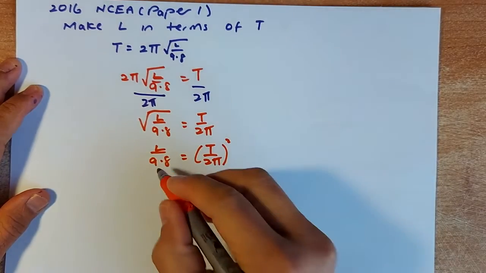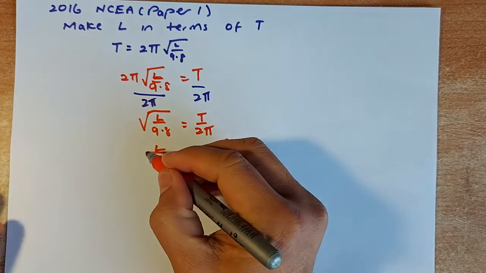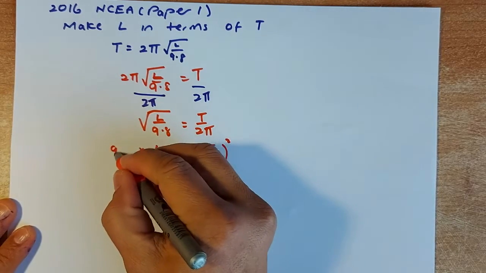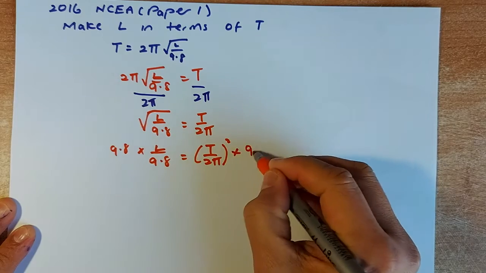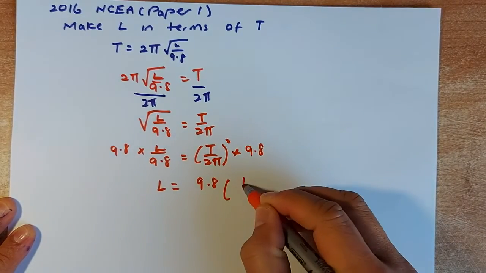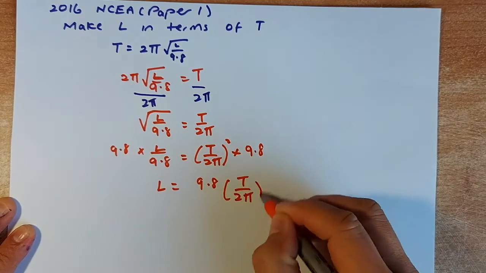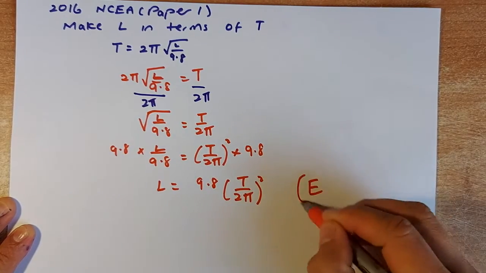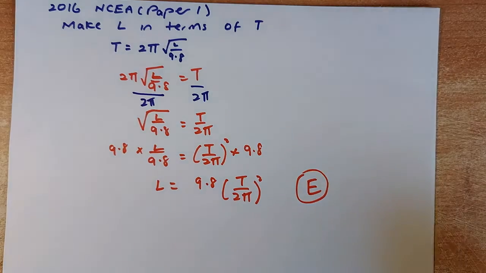Then the last step, you need to get rid of 9.8. What you do, you're going to multiply by 9.8 on both sides. And that'll do. L equals 9.8 times (T over 2 pi) squared. And that is an Excellence. Not too bad, right? Good.